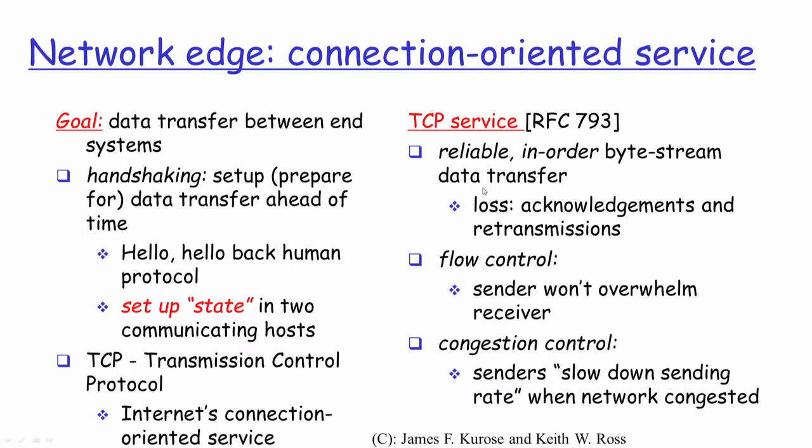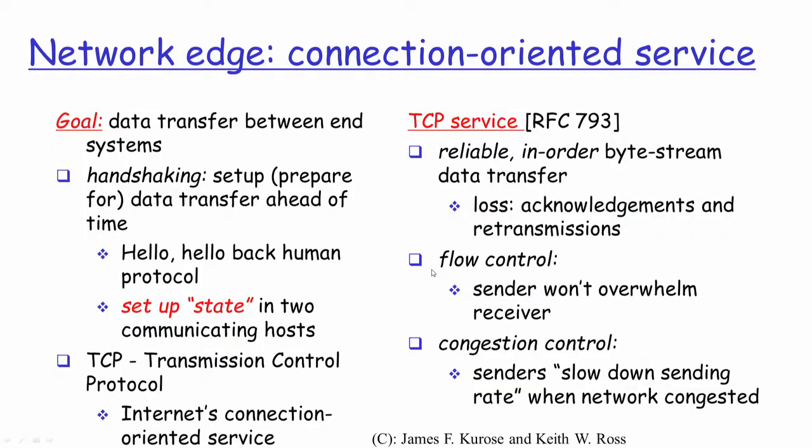So, how do we actually do this reliable in order byte stream data transfer in TCP is that we try to make use of an acknowledgement and a retransmission to detect if there is a loss, and if there is a loss, the sender will retransmit the data till it gets acknowledgement from the other side, yes, that I have received this particular data.